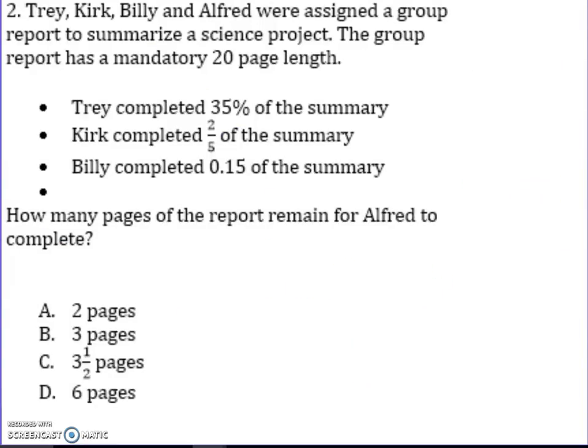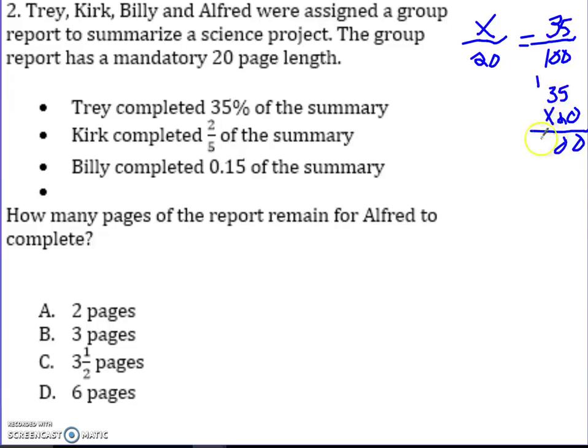Okay, on number 2, it says Trey, Kirk, Billy, and Alfred were assigned a group report to summarize a science project. The group report had a mandatory 20-page length. Trey completed 35% of the summary. Every percentage is out of 100, so 35 over 100 equals x over 20. So I do 35 times 20. Bring down the 0. 2 times 5 is 10. 2 times 3 is 6, plus 1 is 7. 700 divided by 100 is 7. So Trey did 7 pages.